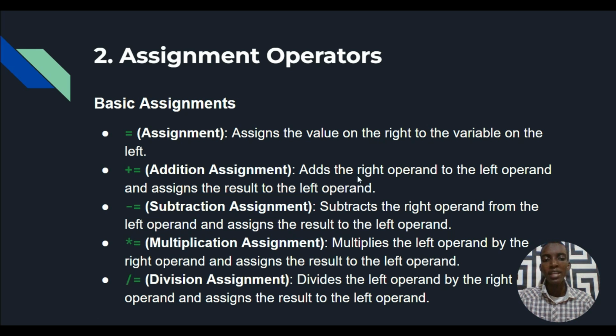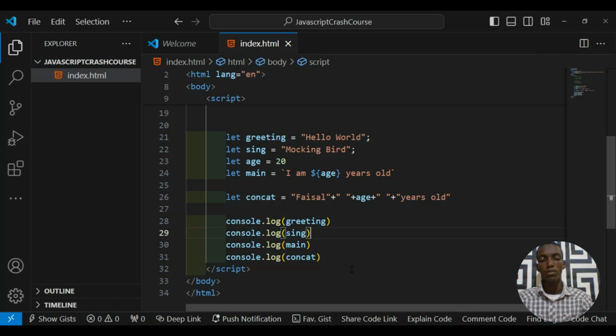While this plus equal to, we're saying addition assignment. It adds the right operand to the left operand, and assigns the result to the left operand. So the same thing continuously. So we're having subtraction assignment, multiplication assignment, division assignment. Let's try this out.